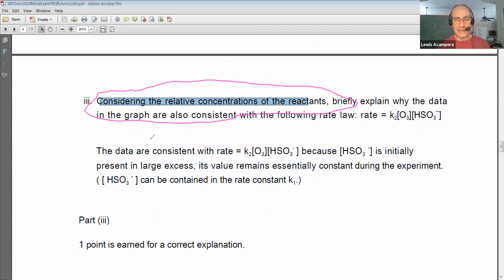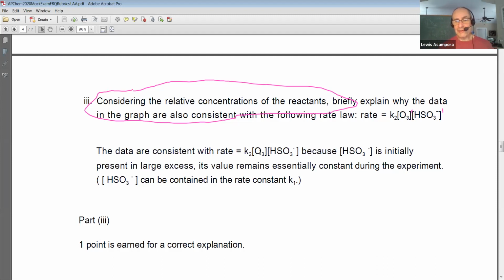Briefly explain why the data in the graph are also consistent with the following rate law. Rate equals k times ozone to the first power times hydrogen sulfide to the first power. And this has to do with what we had mentioned earlier about flooding, and the fact that the hydrogen sulfide concentration was in large excess. Even though the ozone concentration decreases from its initial value to almost 0, the hydrogen sulfide concentration decreases by the same amount, and that's non-negotiable. That's just the stoichiometry of the reaction.